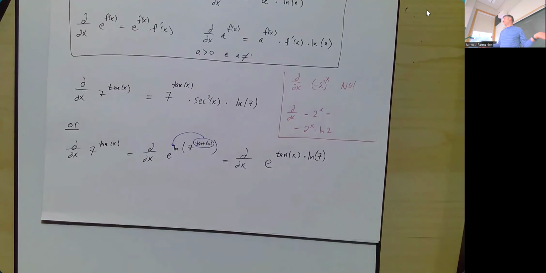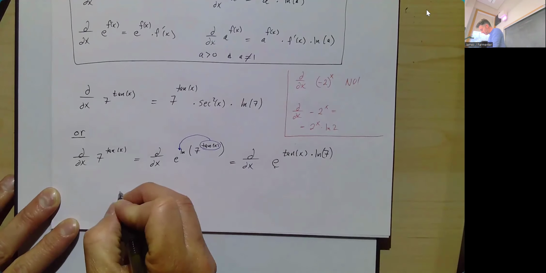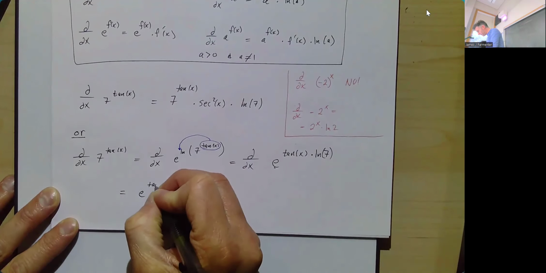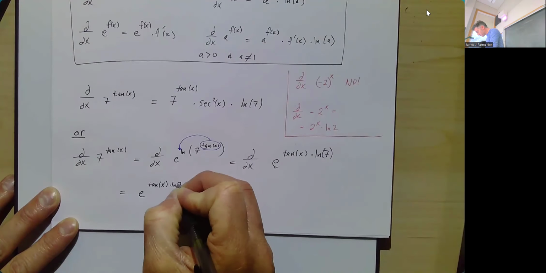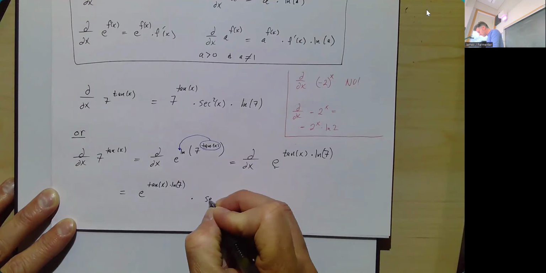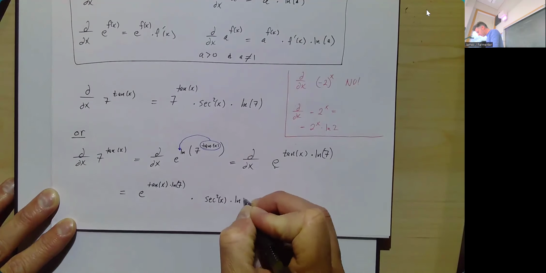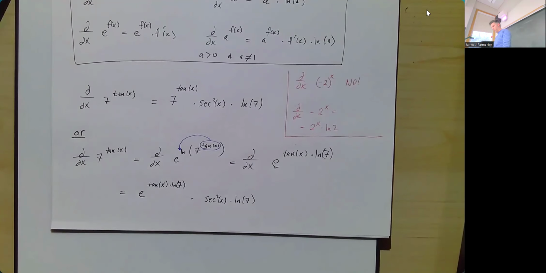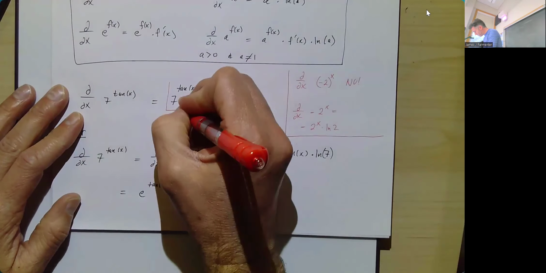Well, we do need to know the derivative of e to the stuff. The derivative of e to the x is e to the x. The derivative of e to the stuff is e to the stuff times the derivative of the stuff. So watch for just a second. The derivative of e to the stuff is going to be e to the same stuff multiplied by the derivative of that exponent. The derivative of tangent times a constant is secant squared of x times that same constant. Now let me ask you all, is this answer the same as the answer I got doing it the other way?